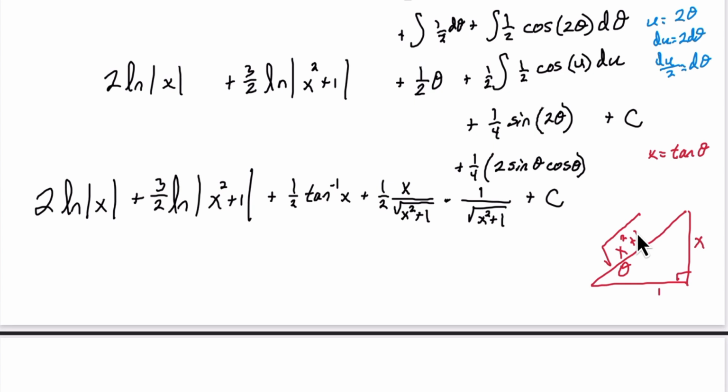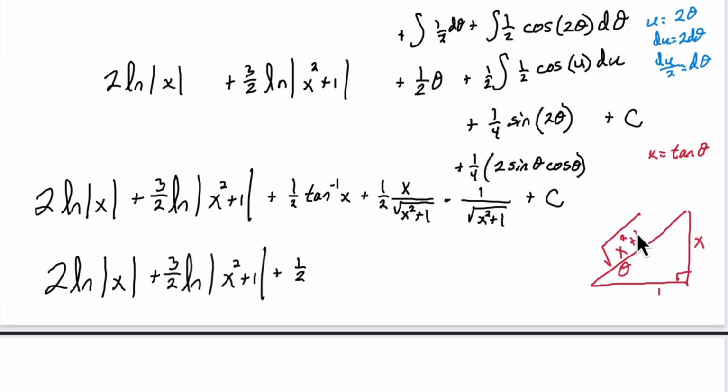Finally, that last little piece we can simplify a tiny bit. We'll have natural log absolute value of x plus 3/2 natural log absolute value x squared plus 1 plus 1/2 inverse tangent x plus x divided by 2 times x squared plus 1, plus c.